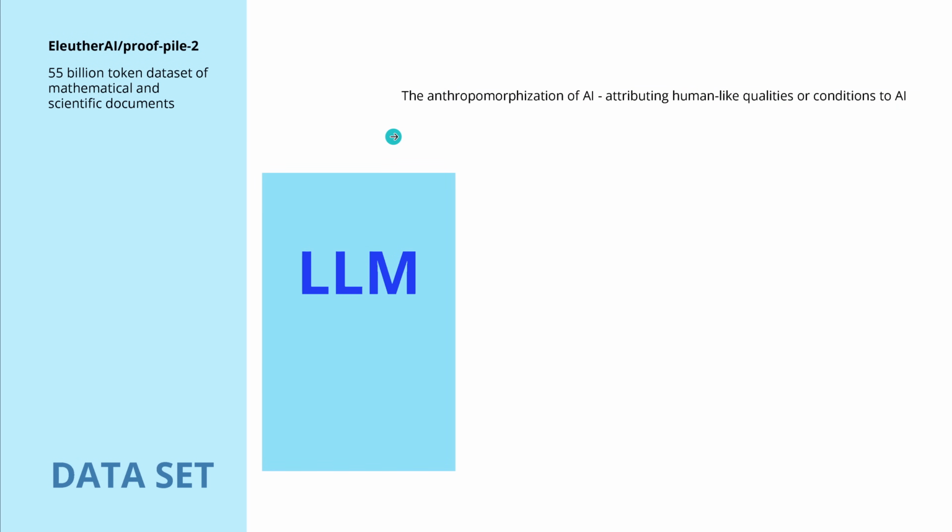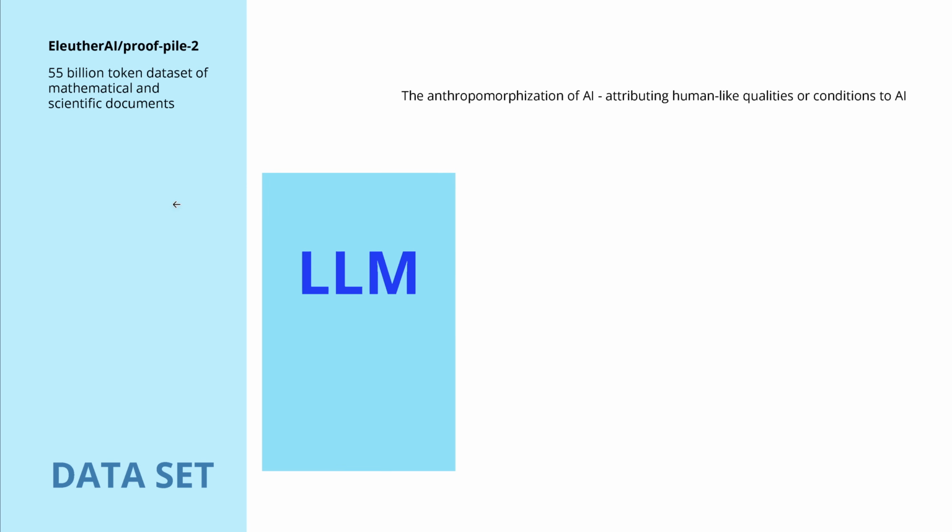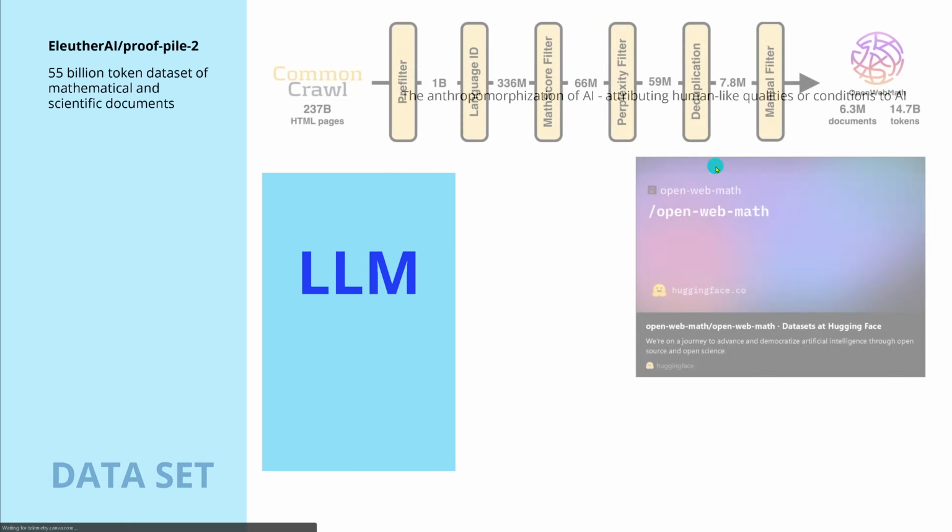Now, if you have a large language model, you'll start here with a dataset. You have here an empty LLM, and the task is now to find a dataset for the pre-training of the LLM. And let's say, for example, we take the current dataset here in 2024, the Proof-Pile 2. So we have a 55 billion token dataset of mathematical and scientific documents.